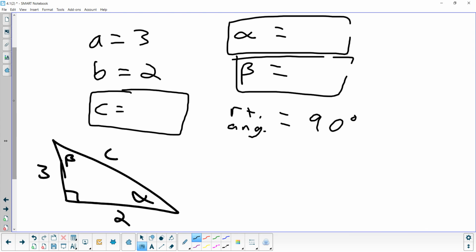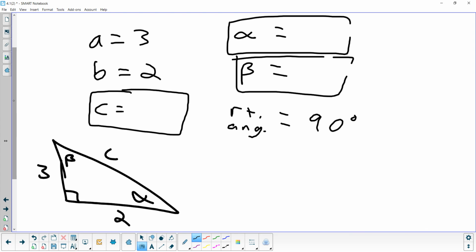Any thoughts on something we could try to find first? Technically we can do anything first, but which one do we want to try for first? B? I think it'd be easier to find C first. Okay, let's find C. How could you find C? A squared plus b squared is c squared.